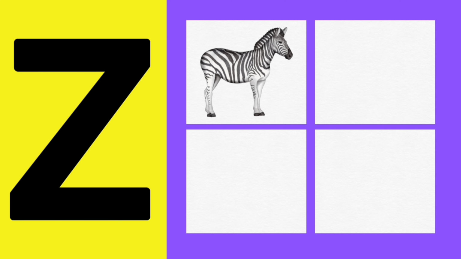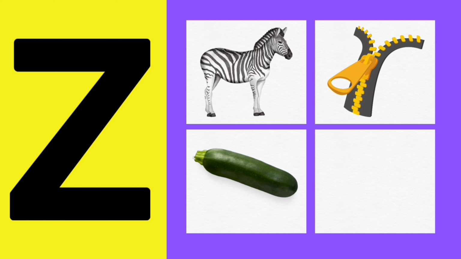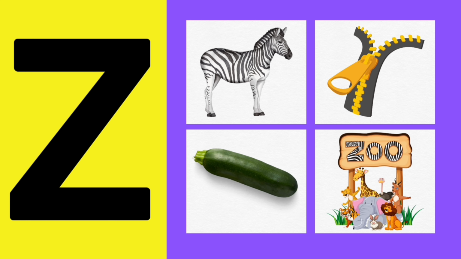Z is for zebra. Z is for zipper. Z is for zucchini. Z is for zoo.